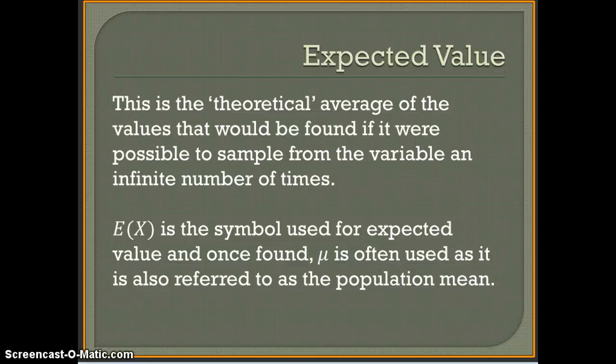Expected value. So you have this symbol here, the expected value of random variable x. Now the weird thing about this is when you throw the dice, the expected value is 3.5, which is silly because you're never going to get 3.5. But if you threw it a billion trillion times and took the average would be 3.5. So it's like a theoretical average. Okay, expected value, theoretical average of the values that would be found if it was possible to sample from the variable an infinite billion trillion number of times.